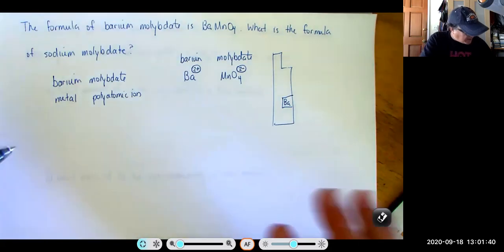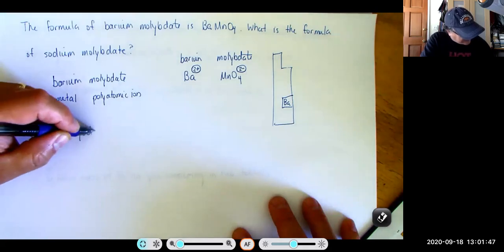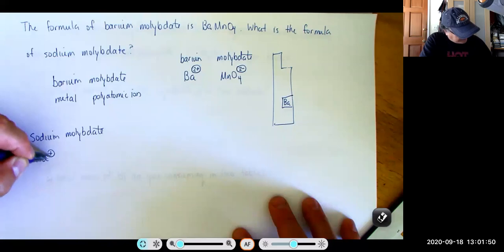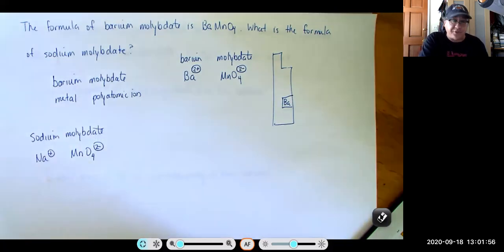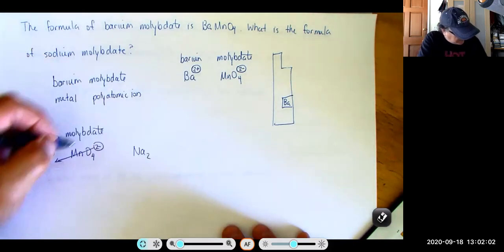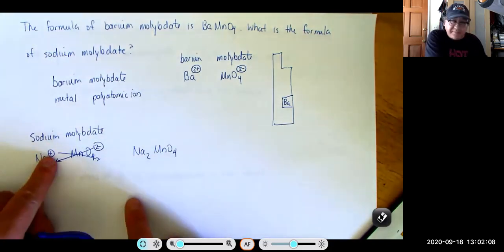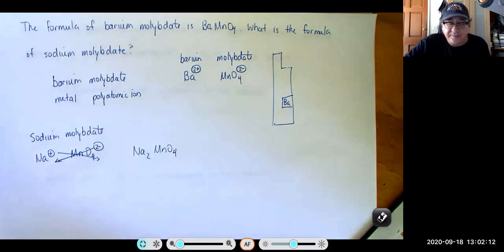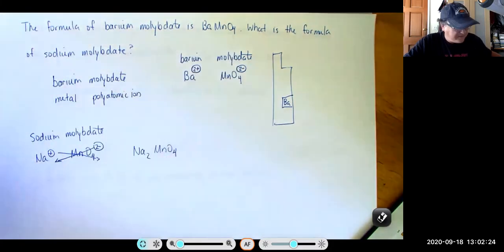Okay, so now how about sodium molybdate? And the answer is, well, there's sodium. We just found out that molybdate is a -2. So we do the old switch. So we want 2 sodiums and we want 1 molybdate, and there's your answer. Any questions about that one, people? So we can figure out the formulas of these things. Even if we don't really know what that is, we can figure it out. Okay.